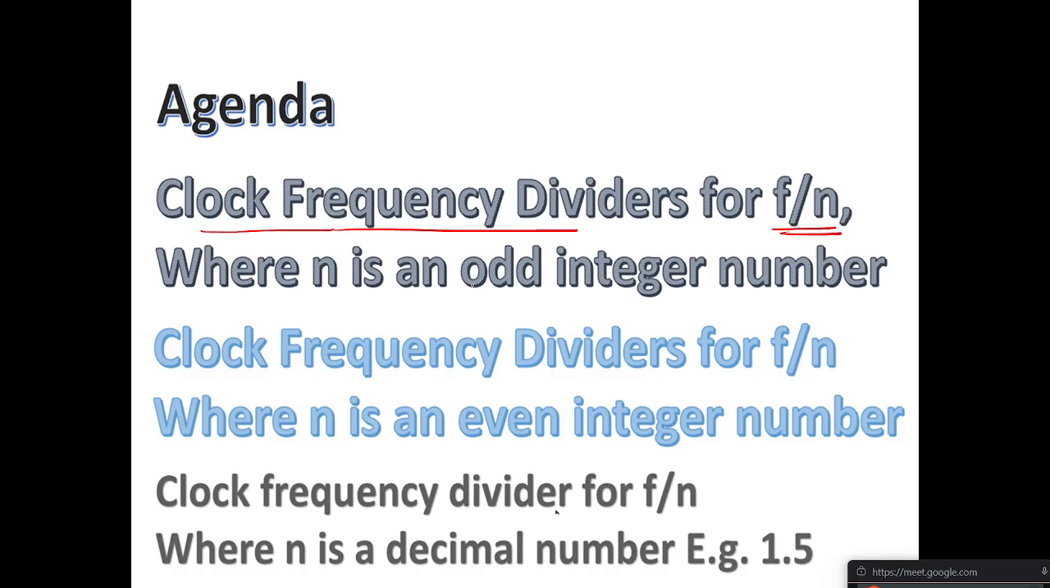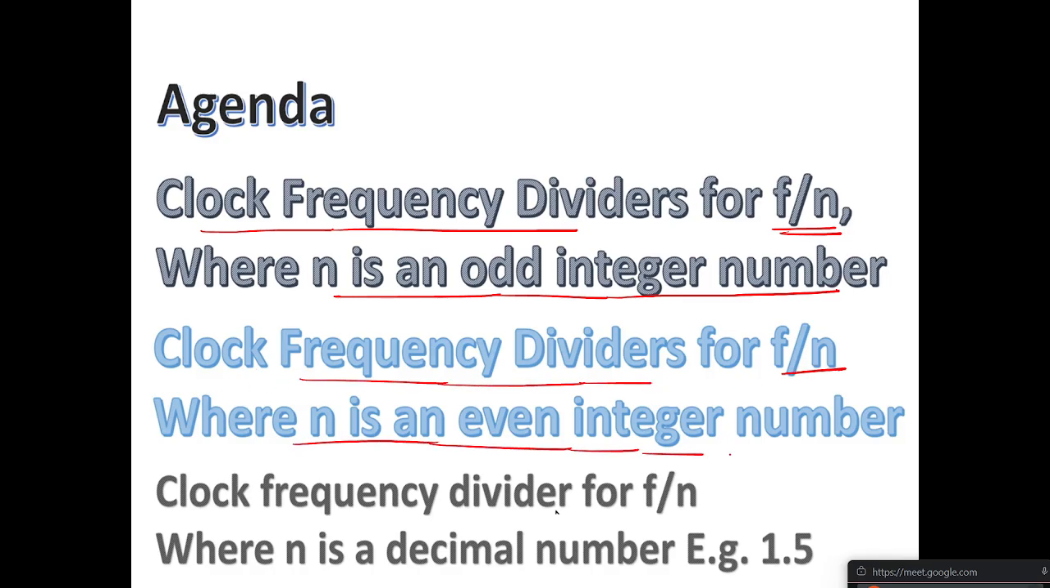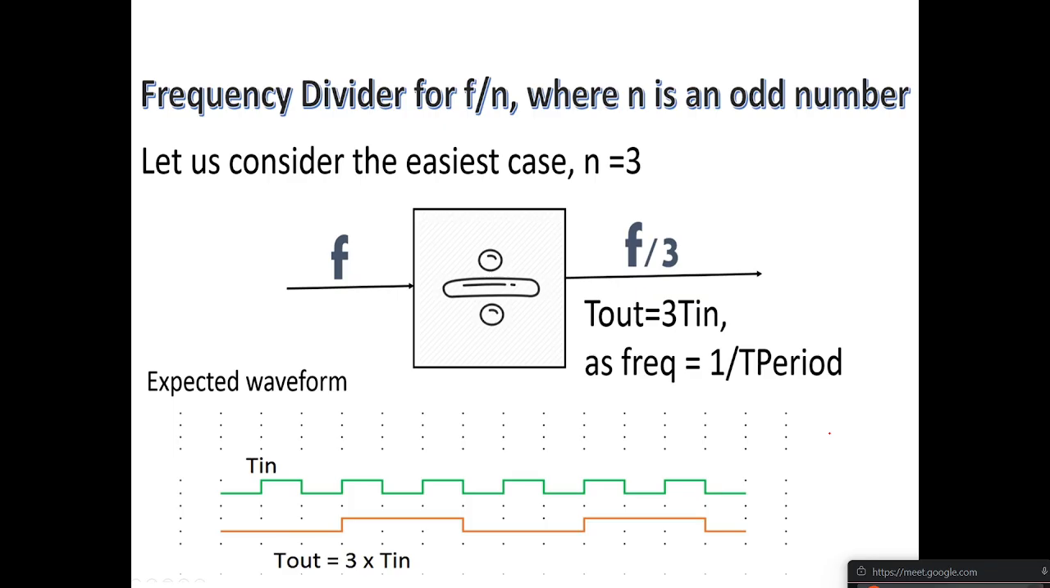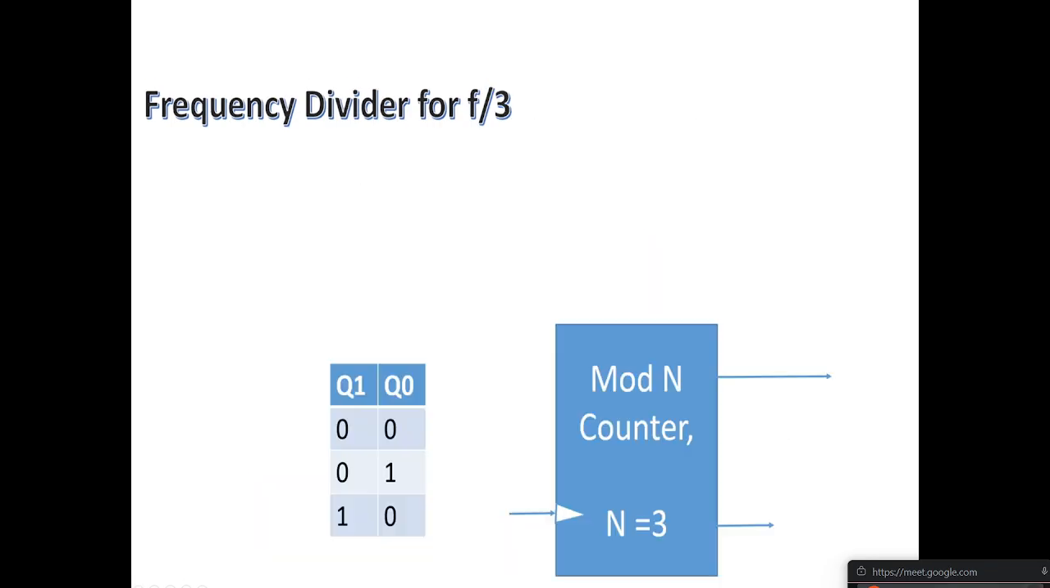That is, clock frequency dividers for f by n, where n is an odd integer number, and clock frequency dividers for f by n when n is an even integer. And where n is a decimal, you analyze that; if you are not getting it, I will tell you. So I will tell you when n is odd and when n is even.